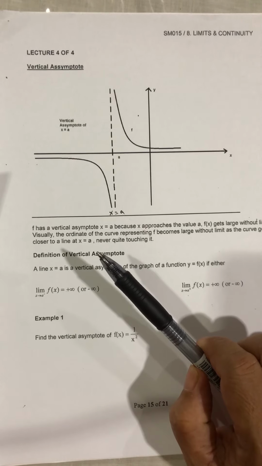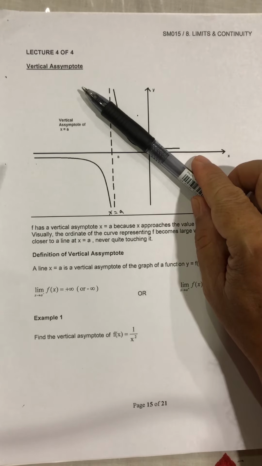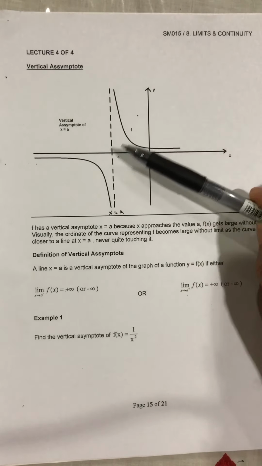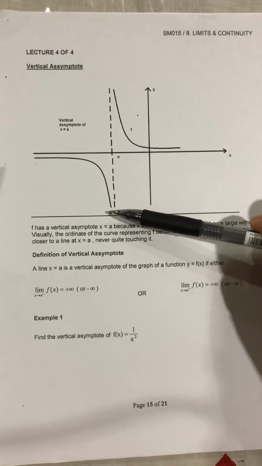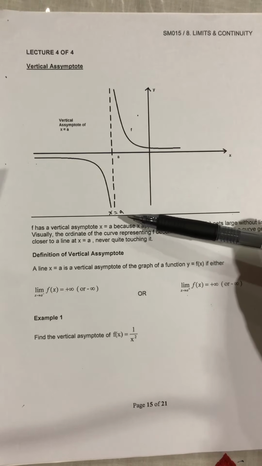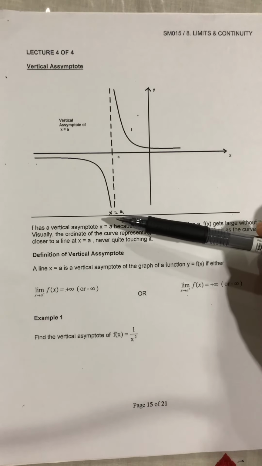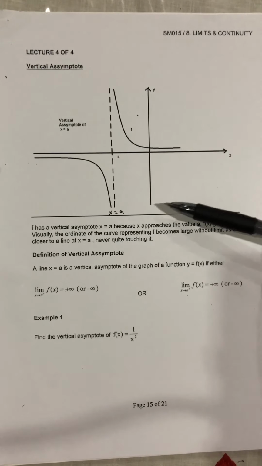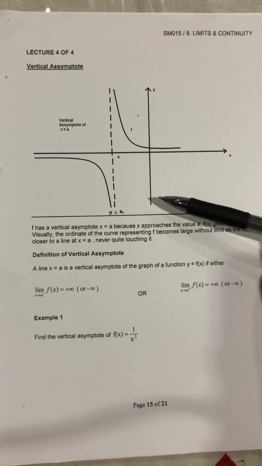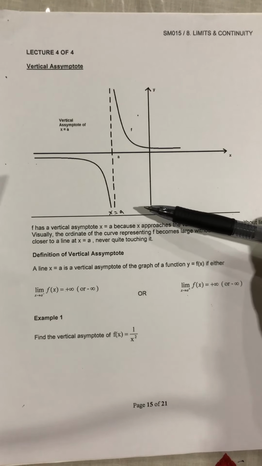In this lecture, we are going to discuss two types of asymptote, which are vertical asymptote and horizontal asymptote. Firstly, we look at the vertical asymptote. From the given graph, the vertical dotted line at x equal to a is called a vertical asymptote. The function f has a vertical asymptote at x equal to a because when x approaches the value of a, f(x) gets large or low without limit and never quite touches it.